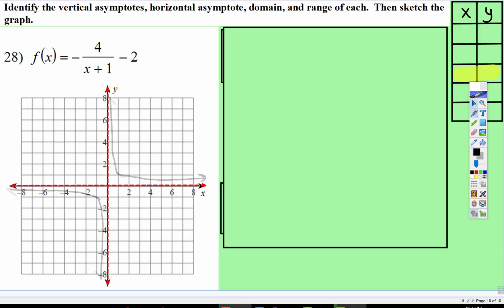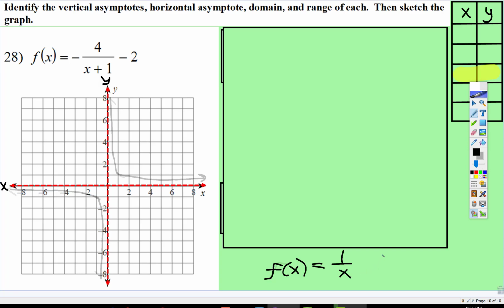Okay, now what we have on the screen is the basic parent graph of a rational function. So make that solid. If you have f of x is equal to 1 over x, this is that general sketch. Notice you have a horizontal asymptote on the x-axis and a vertical asymptote on the y-axis. And I'll explain a little bit about why that is.